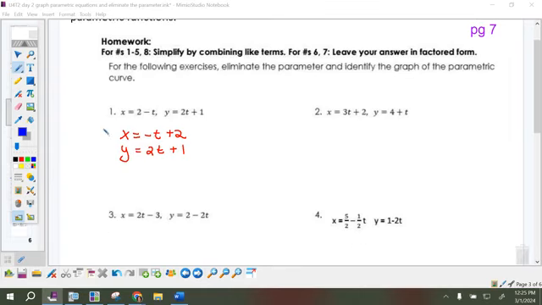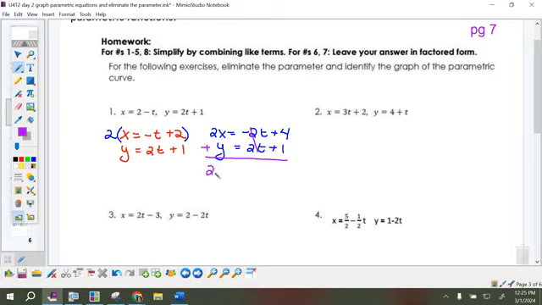Because now to eliminate the t, if I take this x equation and multiply everything by 2, recopy my y equation. If I add these equations together, my t's will eliminate to 0. So I get 2x plus y equals 5. When we have an equation where there's no powers, it's going to be a line. And I like linear equations where it's y equals. So I'm going to subtract the 2x to the right. So we got y equals negative 2x plus 5, and this is linear.